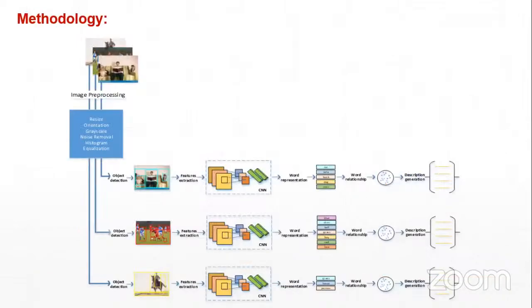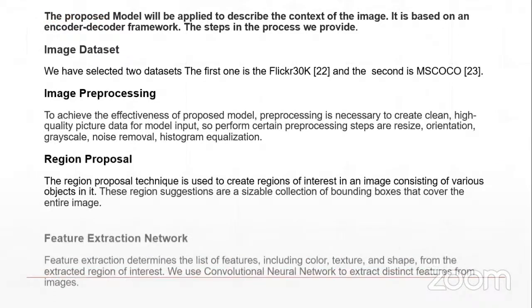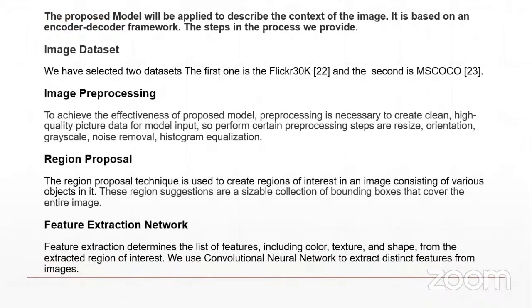So this is our methodology diagram. I can explain further. First of all, the image dataset. I get the dataset from Flickr 30K, MS COCO, or Flickr 8K. This dataset is just used to get images. Image processing is the first step. It is the first step to achieve the effectiveness of the proposed model. Pre-processing is necessary to create clean, high quality picture data as model inputs.